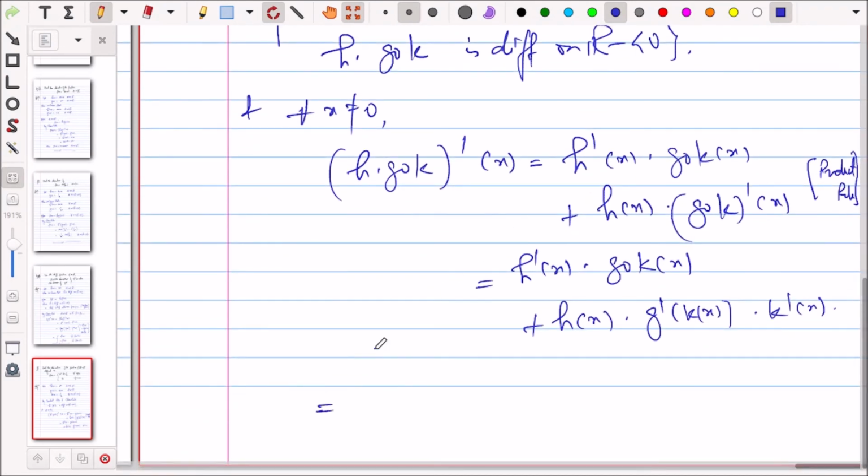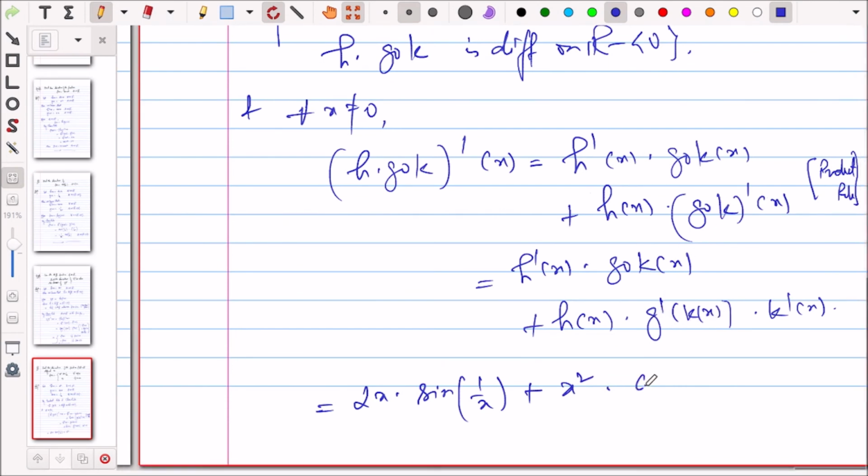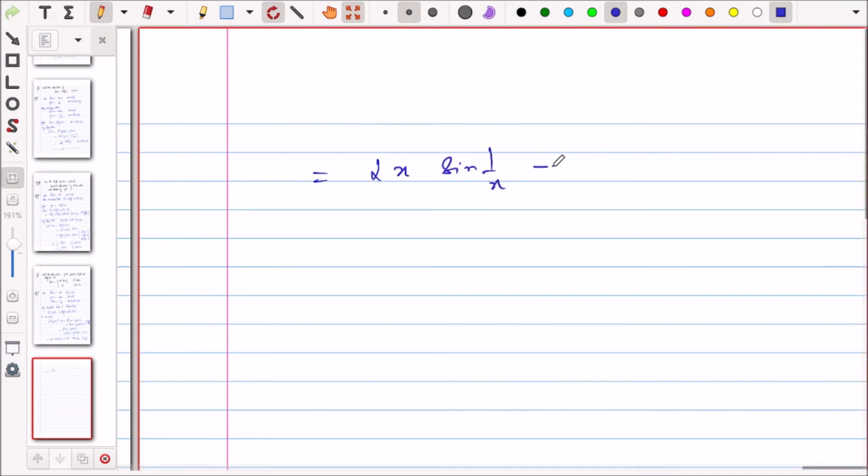What is h'(x)? It is 2x, and this is sine 1 by x, plus h(x) is x square, and g'(k(x)) is cos 1 by x into minus 1 by x square. So you get 2x sine 1 by x minus cos 1 by x, right?